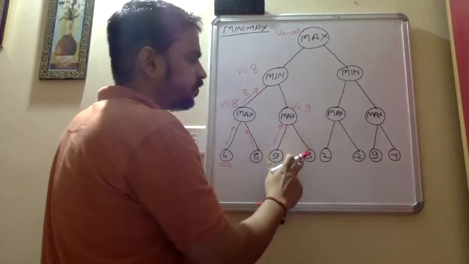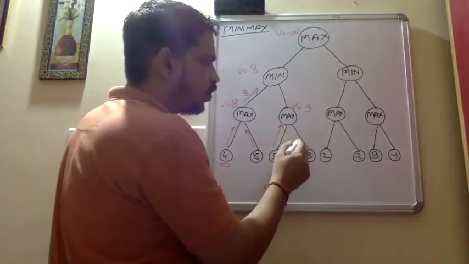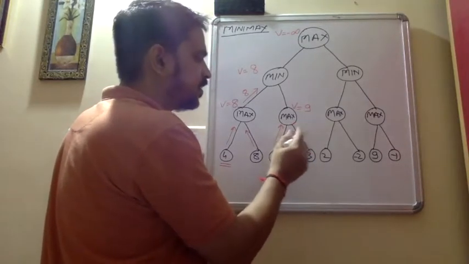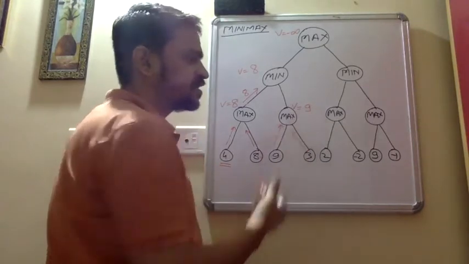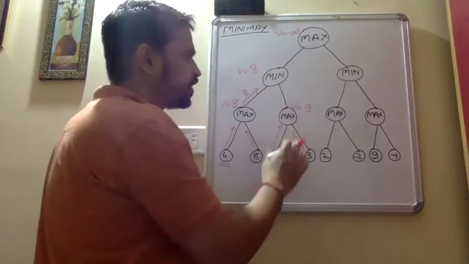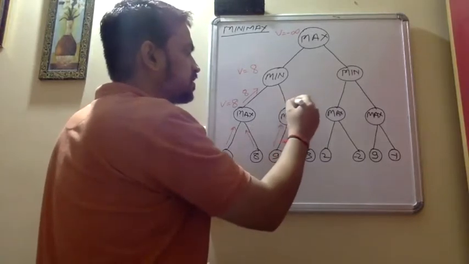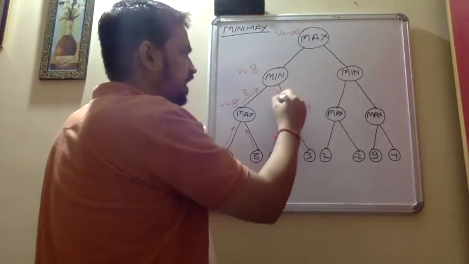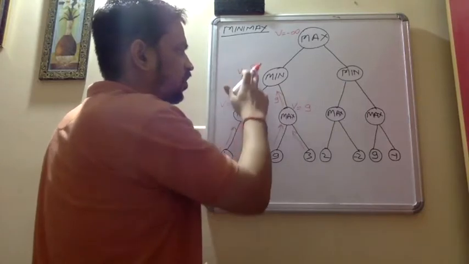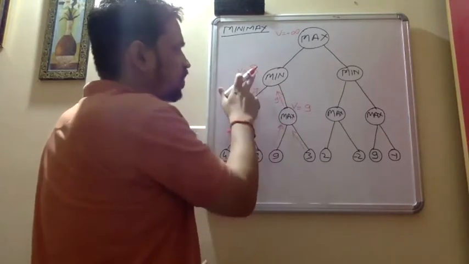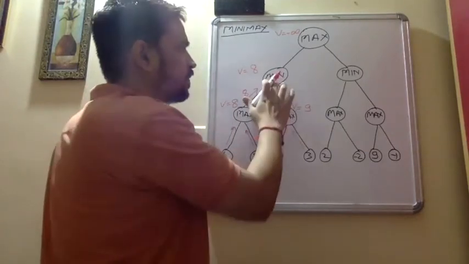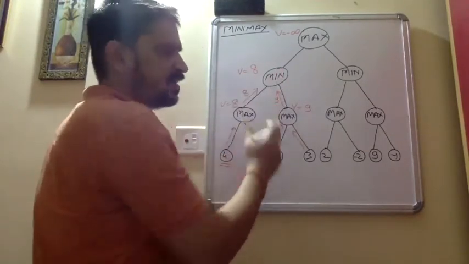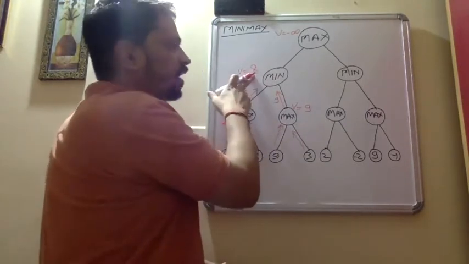Again we'll do the same thing with the right node also. So 3 will come here. 3 and 9 will be compared. Whichever is larger, 9 is larger, so 9 will be there. Now this portion has been done. The value going up from here is 9. Now 8 we already have, 9 we got. So 8 and 9 will be compared. Whatever is minimum, we have to put that, because it is a minimizer. So between 8 and 9, definitely 8 is the minimum. So 8 will come here.